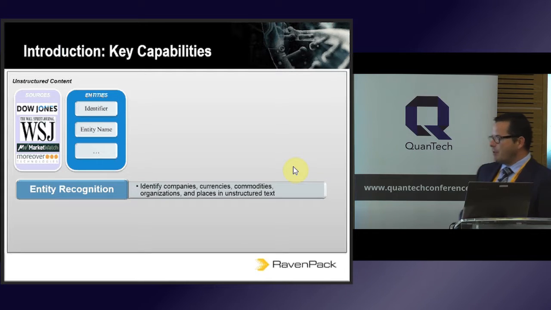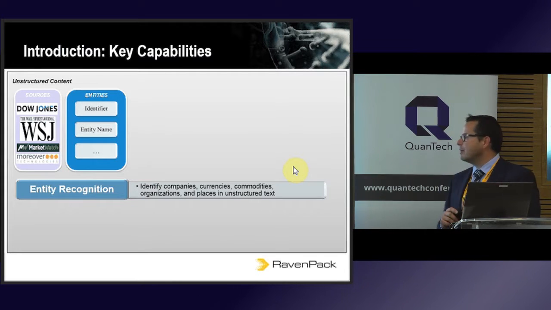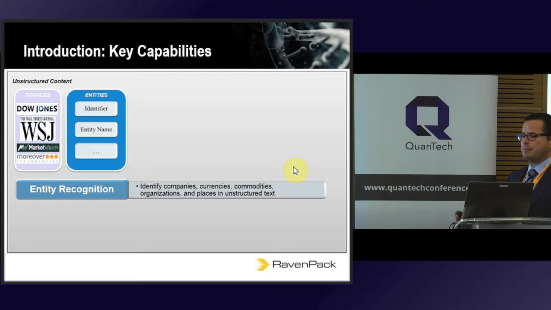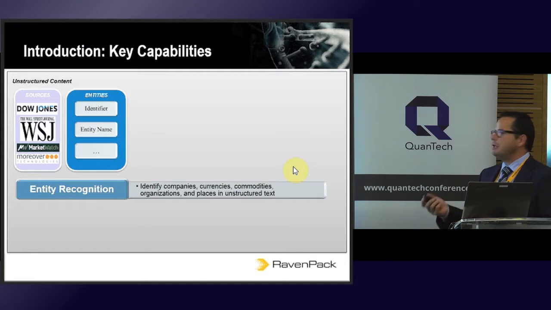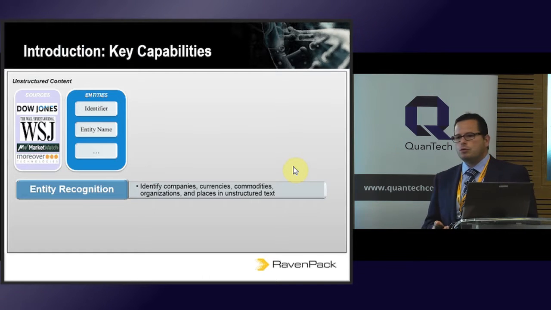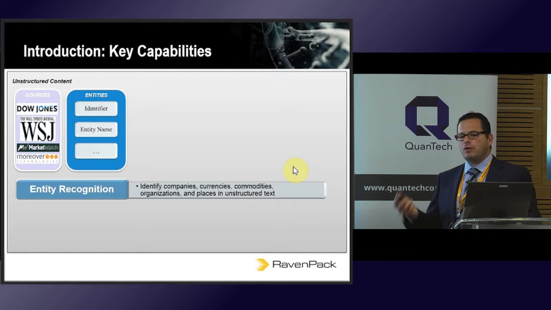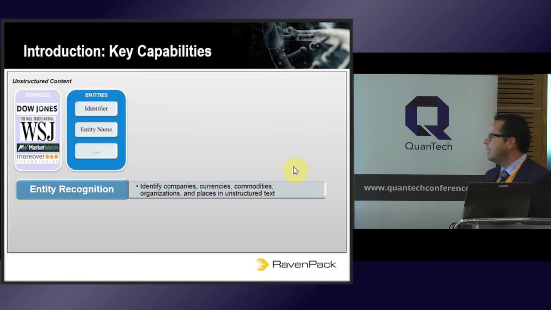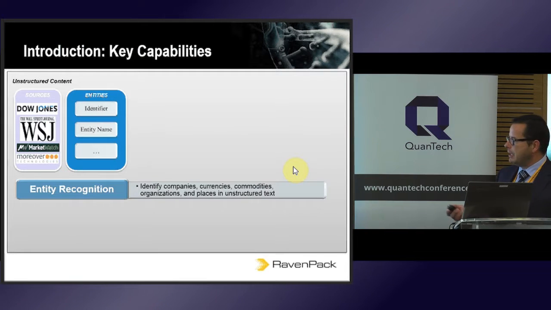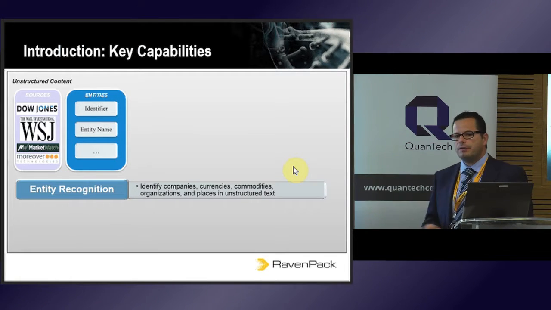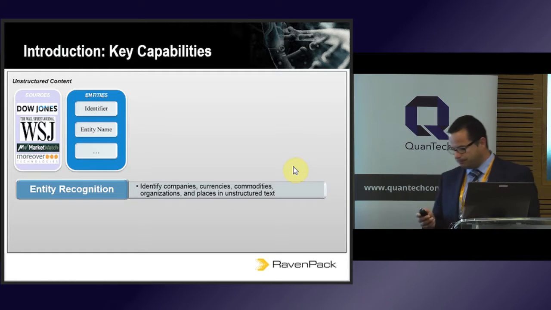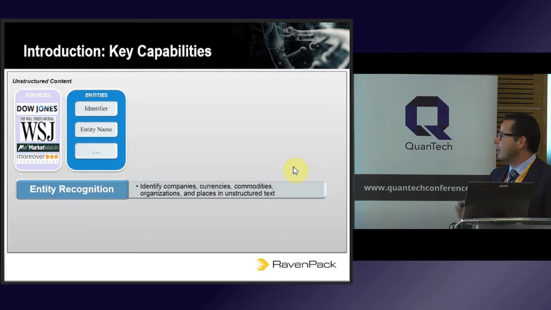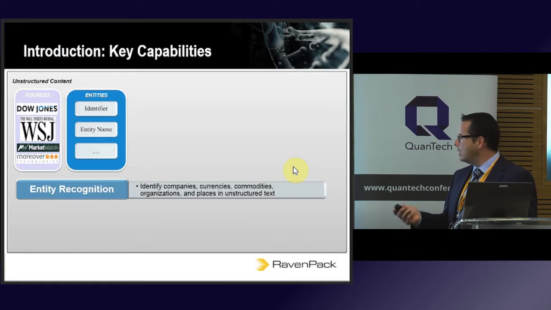The first capability we have in place is entity recognition. This one is very important because we have to be able to know what the news is about in order to identify the entities we can trade on based on those news. We have many different entity types: companies, of course, currencies, commodities, organizations, places, everything we extract from this unstructured content.